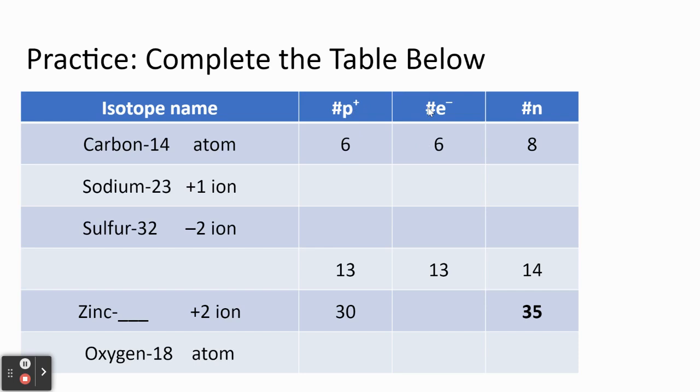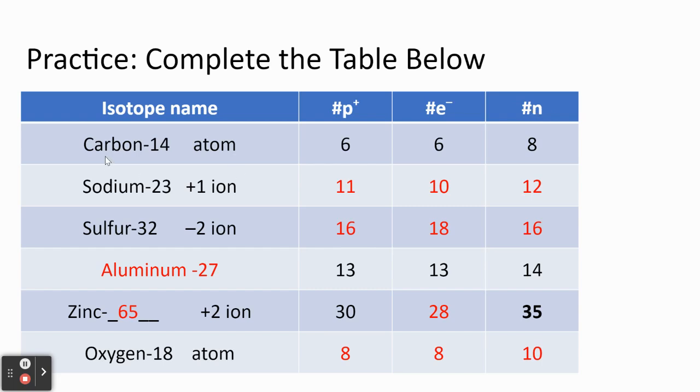If it's a negatively charged ion, it's gained electrons. And if it's a positively charged ion, it's lost electrons. Now, to figure out the number of neutrons, we would take the mass number, which is the number of protons plus neutrons, and subtract the atomic number, which is the number of protons, and that'll leave us with the number of neutrons. So you want to stop this video for a second, see if you can fill in this table, and then we'll look at the answers.